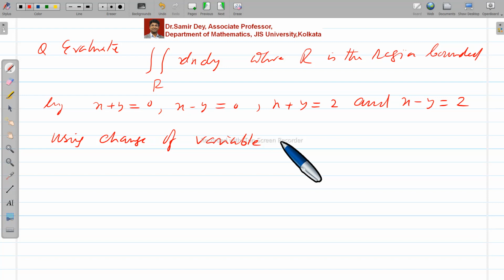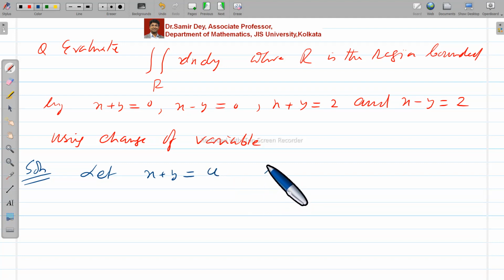Now I think the question is clear. Here R is given in terms of x and y. So now try to understand the solution. First you write down, let x plus y equals u and x minus y equals v.